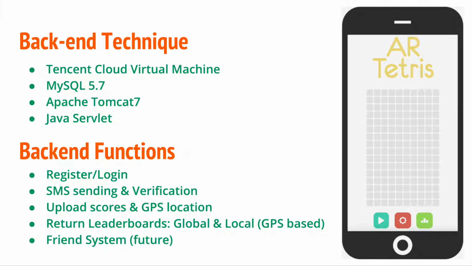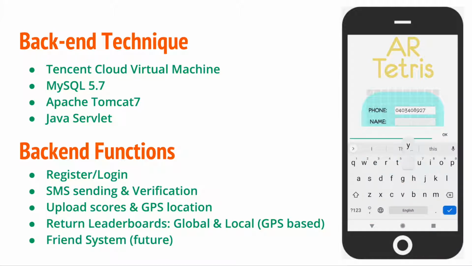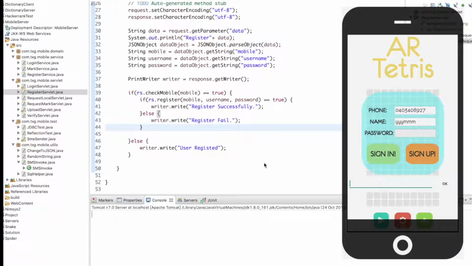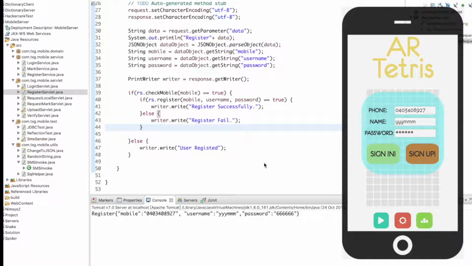The server is deployed on the Tencent cloud. The database system is MySQL and the server is based on Java Servlet and Tomcat. The phone number, username, and password are transferred to the backend by HTTP POST method and inserted into the database. Currently, we add a column called available into the database and set to 0 by default.